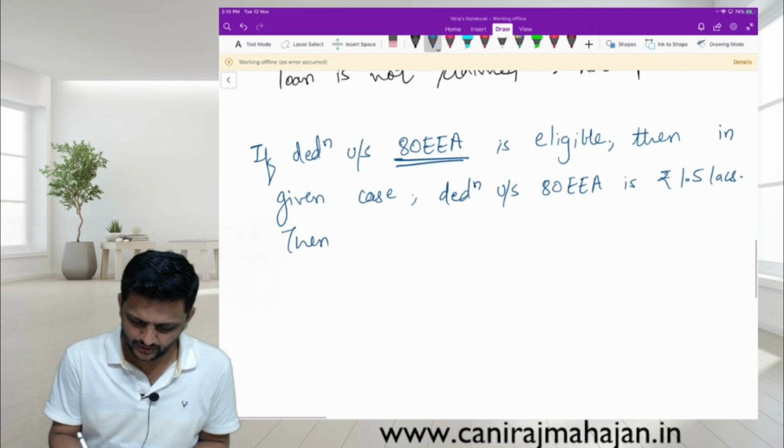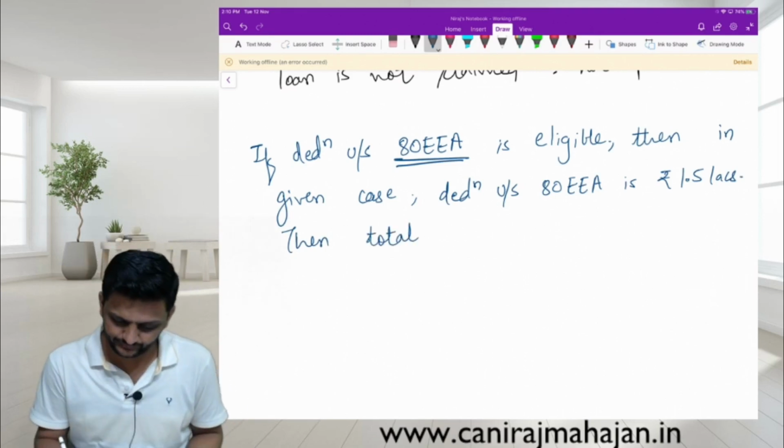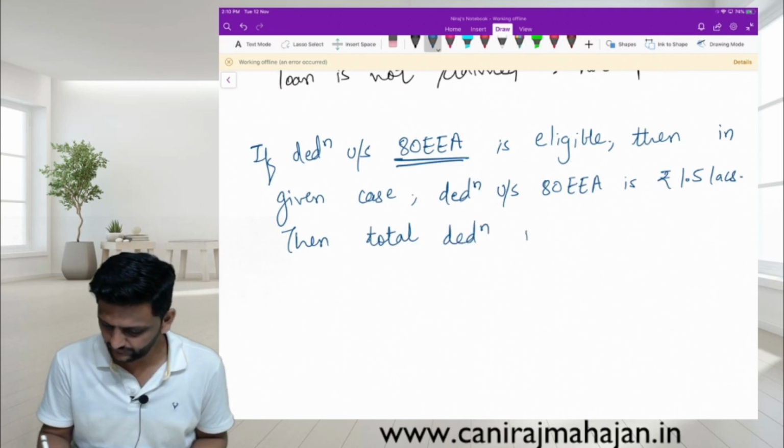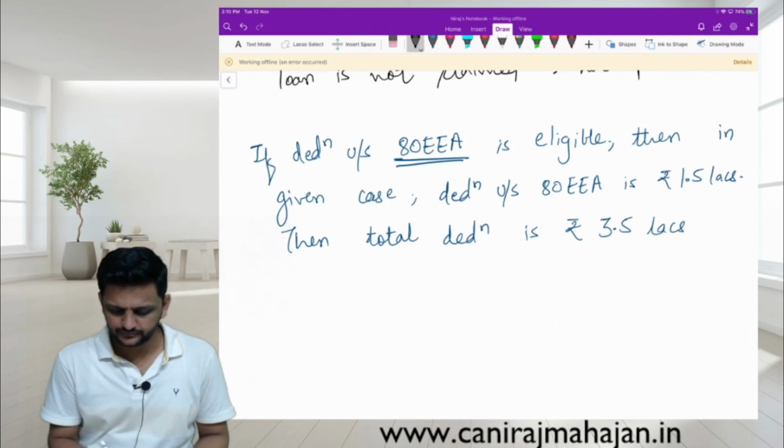Then total deduction will be how much? 3.5 lakhs. Correct? No? Everyone got it?